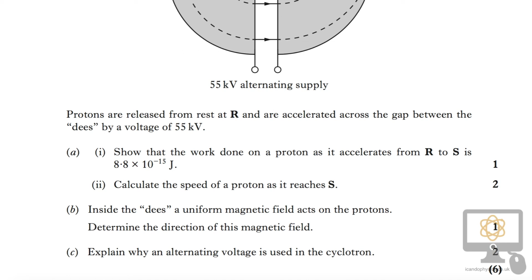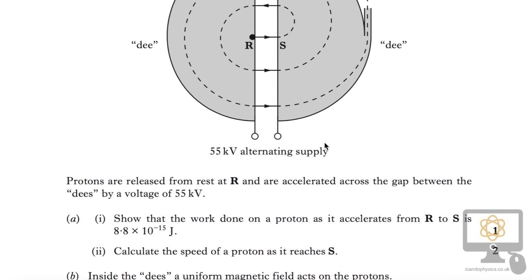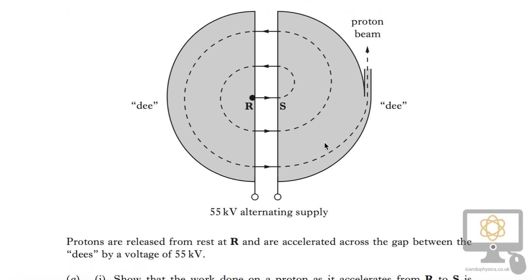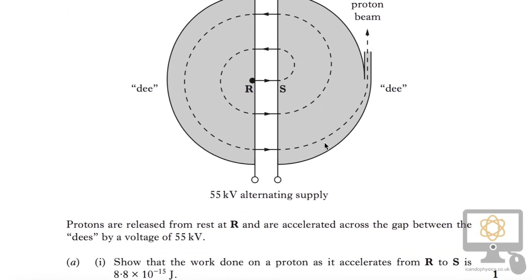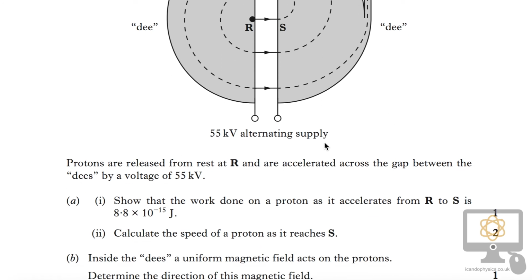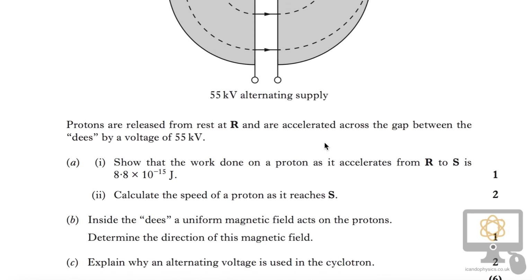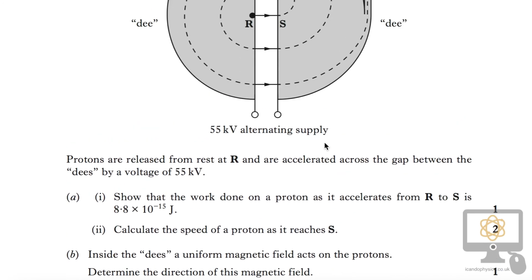Question C of 26 of the 2013 revised higher paper. And it says, why does an alternating voltage be used in a cyclotron? So let's go back and have a look at it. I did explain this briefly in the very first question, part A1, but we'll have a look at it again. Why is an alternating voltage used in the cyclotron?